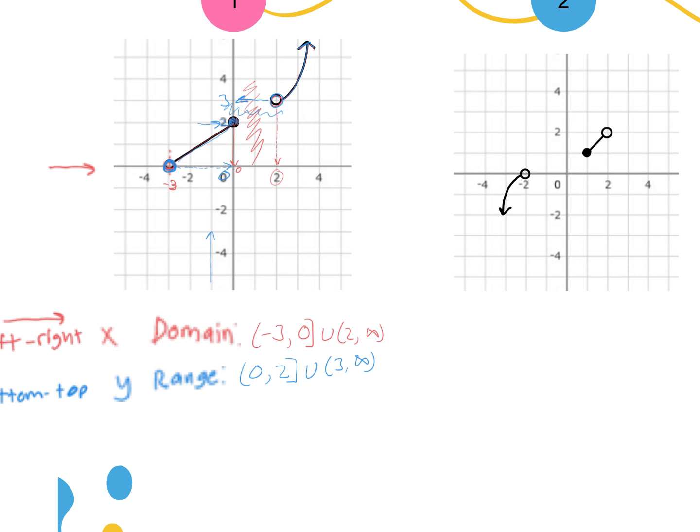So what does this represent? It just represents all of the x values that are covered by our function and all of our y values that are covered by our function.